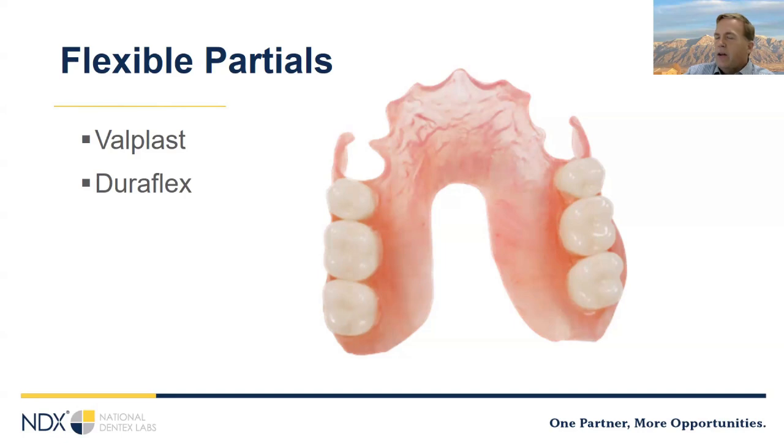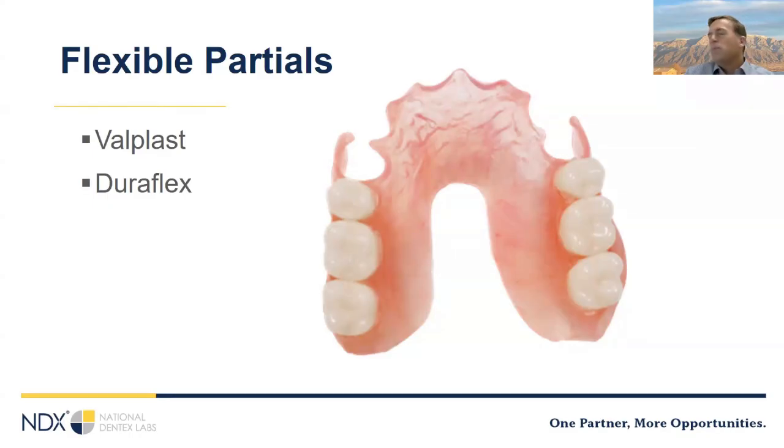Valplast is made out of nylon, Duraflex out of polypropylene. They're both very durable. The main thing you need to keep in mind is that Valplast cannot be repaired because nothing sticks to nylon. And Duraflex can be repaired, but it's not as reliable.